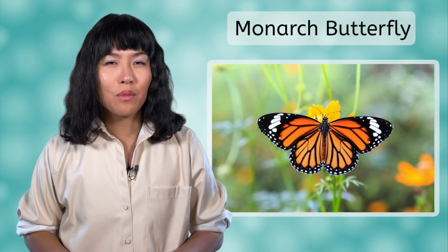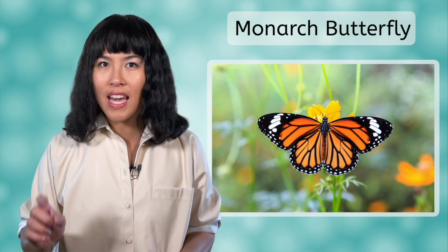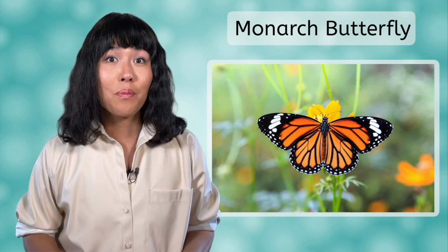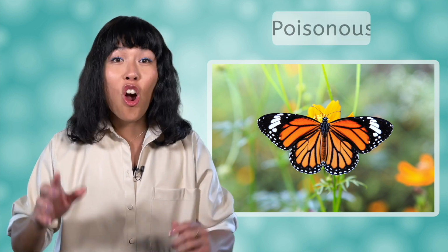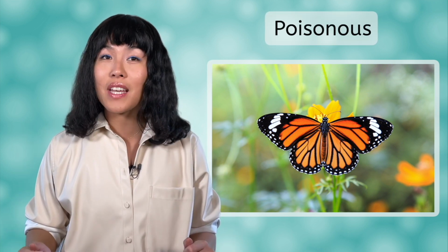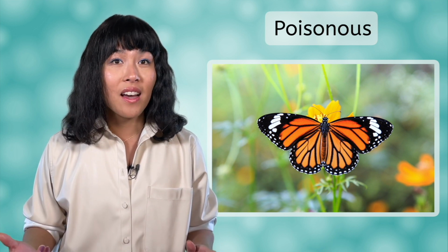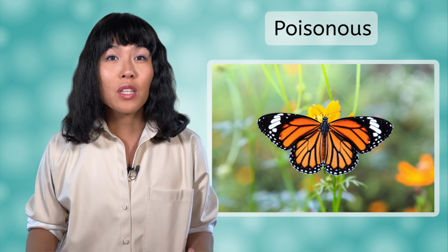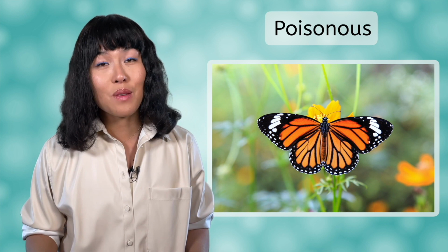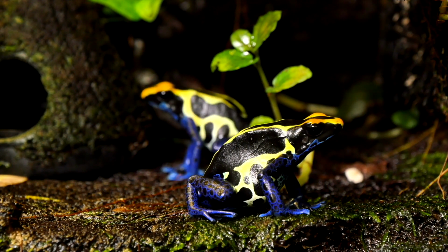You may be used to animals that use camouflage, blending into their surroundings so that predators can't see them. But the monarch butterfly doesn't have to bother with that. Its bright orange color is a signal to predators that they are poisonous. Animals that ingest monarch butterflies become sick and can even die. Being poisonous is the monarch butterfly's adaptation, and most animals have evolved to know that they are poisonous based on their color. This is a common trend in the animal kingdom.